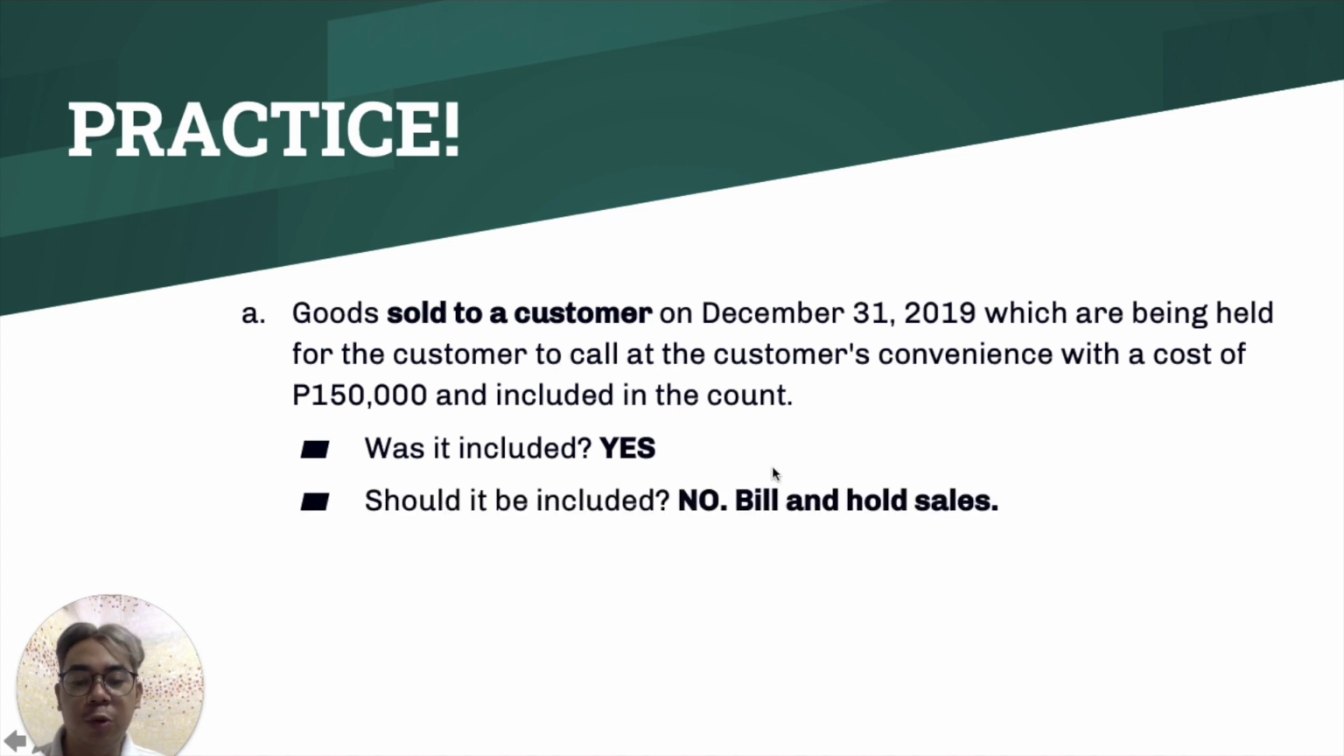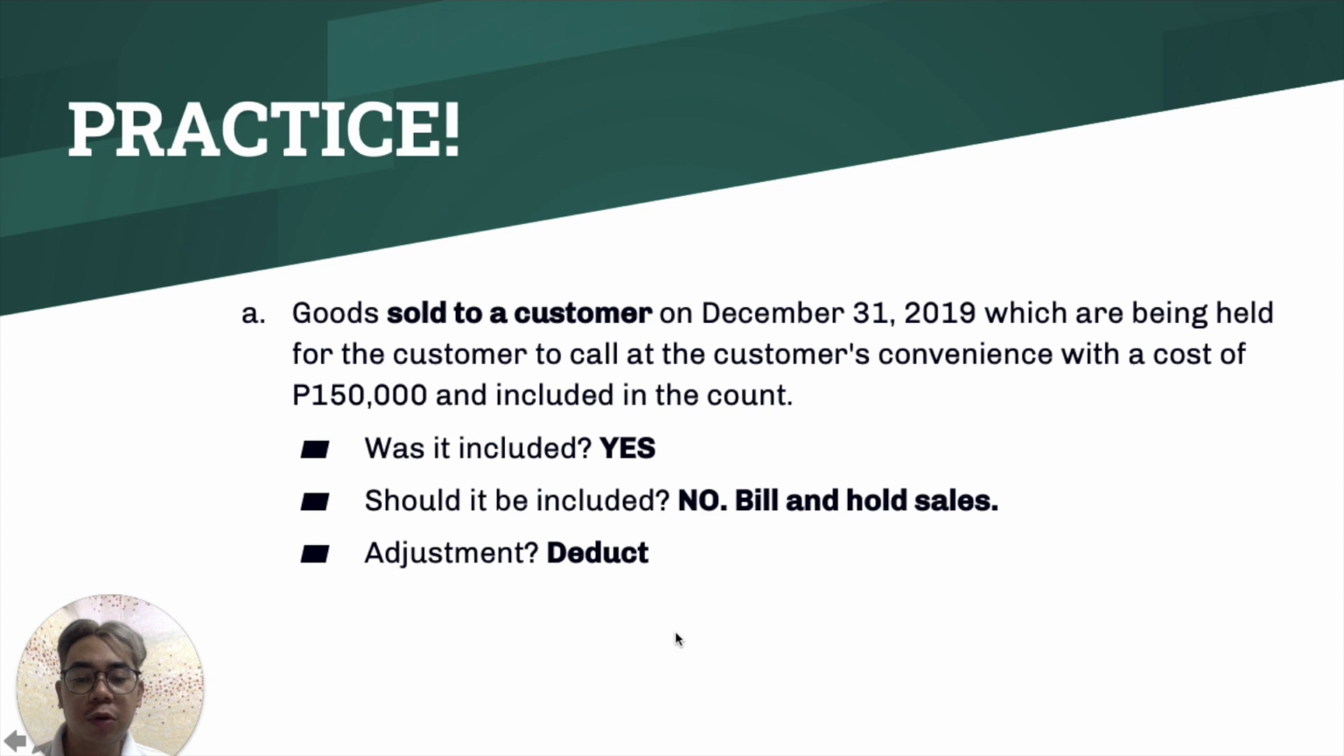So question number 2 is, should it be included? The answer is no. This is an example of a bill and hold sales. Kapag bill and hold sales, then ang magre-recognize na ng inventory ay yung buyer. Since we are the seller at this situation, hindi na natin dapat in-include yon sa inventory. So it was included but it should not be included. Then there should be an adjustment. The adjustment is we will deduct this amount because it was included but it should not be included.